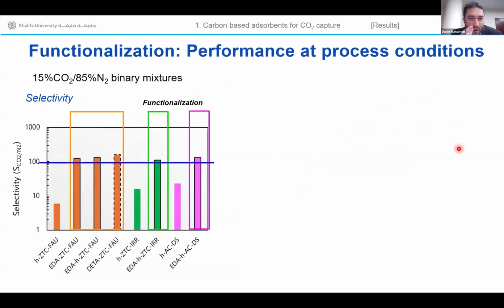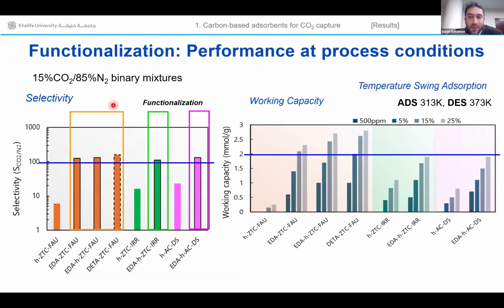So first, I'm showing here now the selectivities in this case, comparing the initial structures before functionalization and after functionalization. You might see now that we are getting the criteria we were expecting, obtaining selectivities above 100 in this case. And the same, the working capacities for the amount of CO2 that I can capture and regenerate in my process is also more than the expected criteria we had at the very beginning.